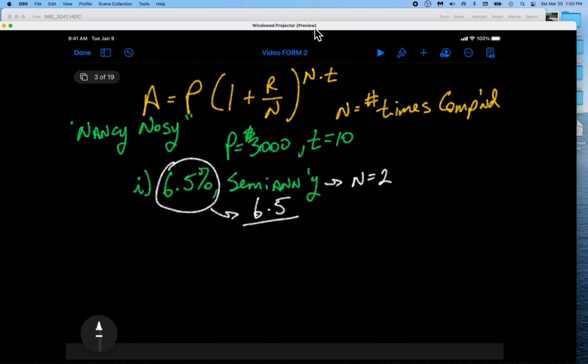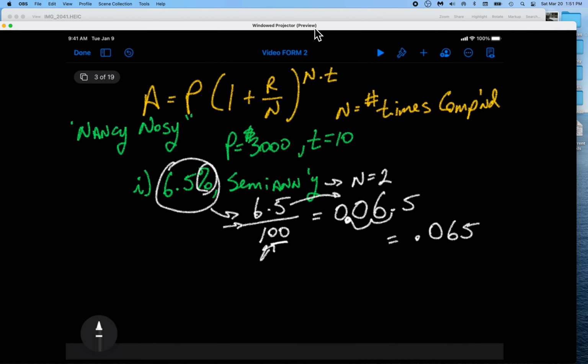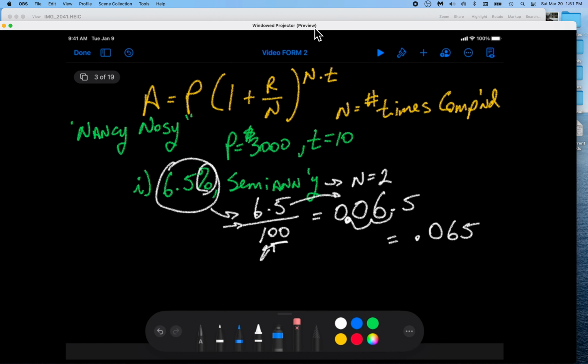The way I like to do this is instead of the percent sign, percent means per 100. Whenever you're dividing by 100, we know that the number is going to get smaller, and it's going to get smaller by 2 decimal places because 100 has 2 zeros. So I put some zeros into here. I know that number is going to get smaller because I'm dividing. Therefore, I move the decimal point twice. So 6.5% becomes 0.065, and that's what we're going to use for R in our equation.